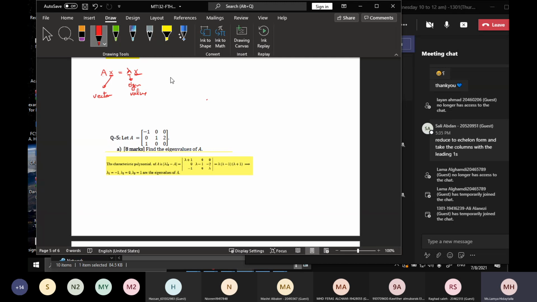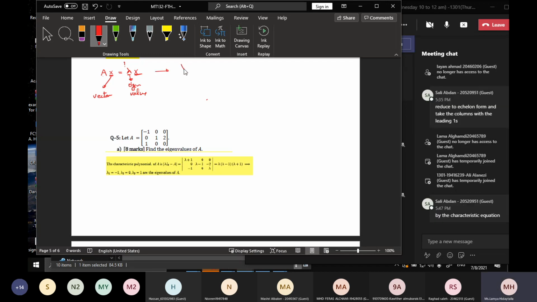Now, if I need the eigenvalue, how can I find it? What we did is put everything on one side. So I have lambda x minus Ax, by the characteristic equation, yes, and this is equal to 0. That means the determinant of this side equals the determinant of zero. For a zero matrix, a matrix of all zeros, what is its determinant? It is 0.